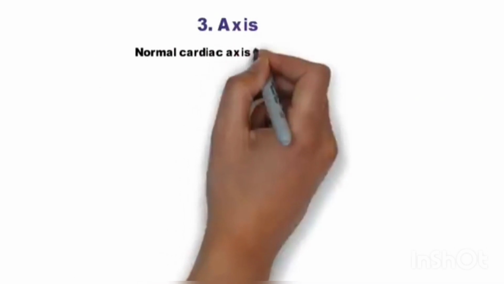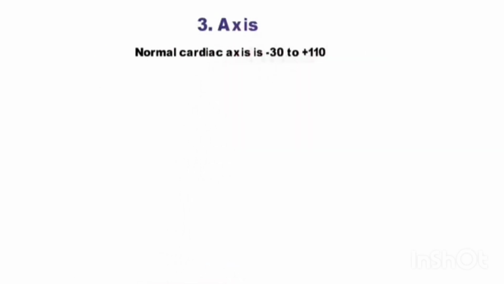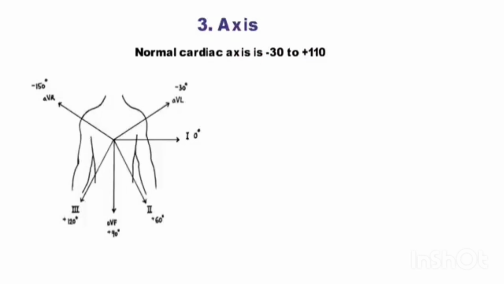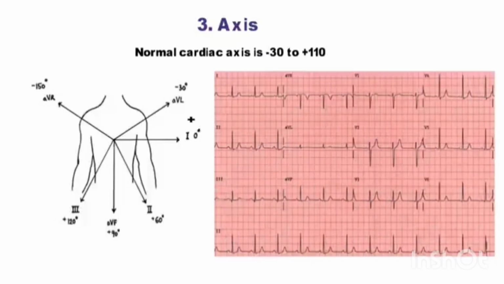Now step 3 is to calculate the axis. First of all, normal cardiac axis is from -30 to +110 degree. And to know about the axis, we first need to know about the 12 lead ECG. There are 3 bipolar leads, which are lead 1, lead 2 and lead 3. And 3 unipolar leads, which are augmented voltage leads, that is AVR, AVL and AVF. And there are 6 chest leads which are from V1 to V6. Now to calculate the axis, most commonly we use perpendicular leads, that is lead 1 and AVF.